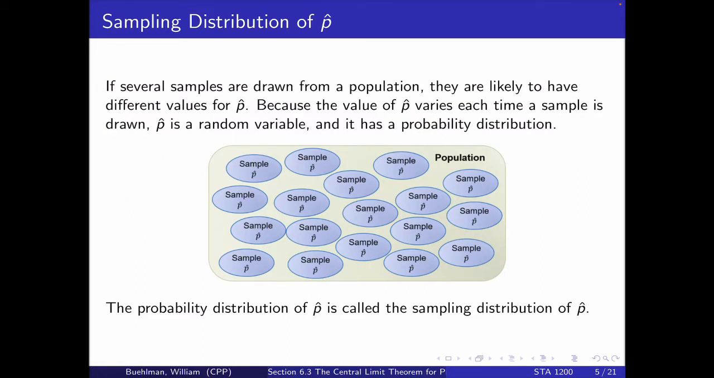If several samples are drawn from a population, they are likely to have different values for p hat. Because the value of p hat, the sample proportion, varies each time a sample is drawn, p hat is a random variable and it has a probability distribution. The probability distribution of p hat is called the sampling distribution of p hat.